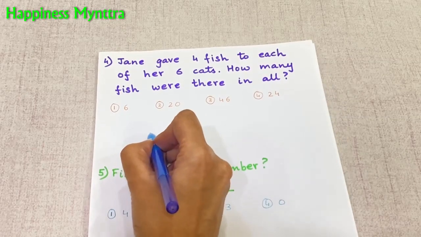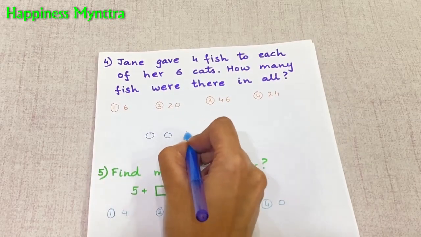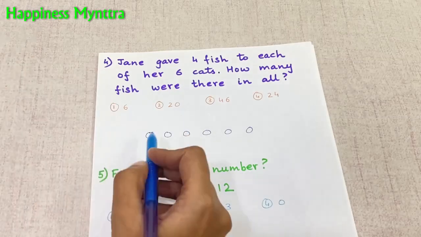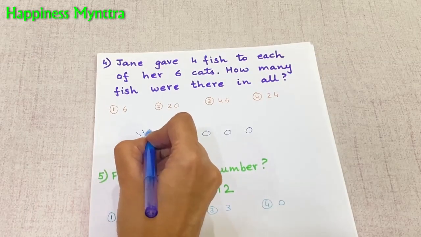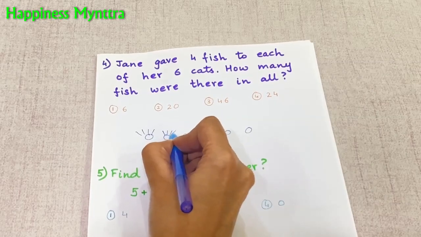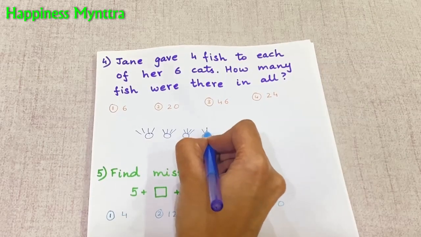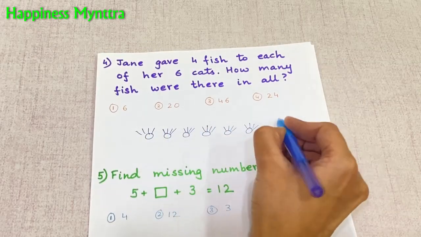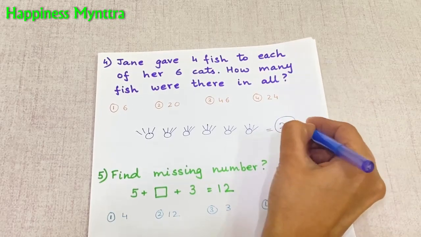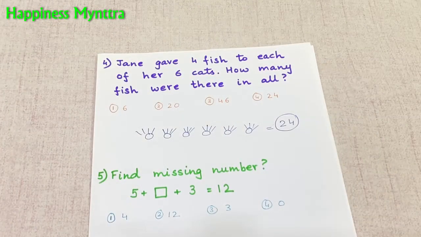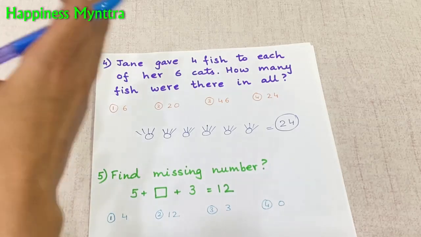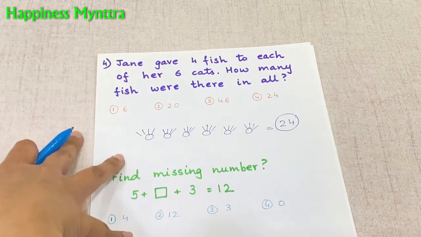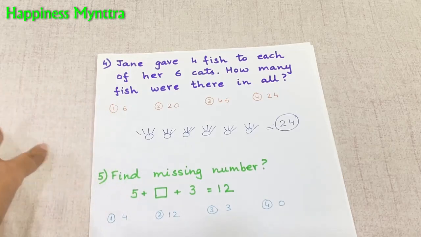So, if they decide to have 6 cats, I am not drawing cats because I'm not very good at drawing. So 3, 4, 5 and 6. And they give 4 fish to each cat. 1, 2, 3, 4. 1, 2, 3, 4. And so on. Once we have all these fish in place, they can just count the number of fish and reach the answer 24. The students who are a little older or who know the concept of multiplication can simply multiply and give the answer. So it totally depends on the age of the child and what conceptual understanding the child has.